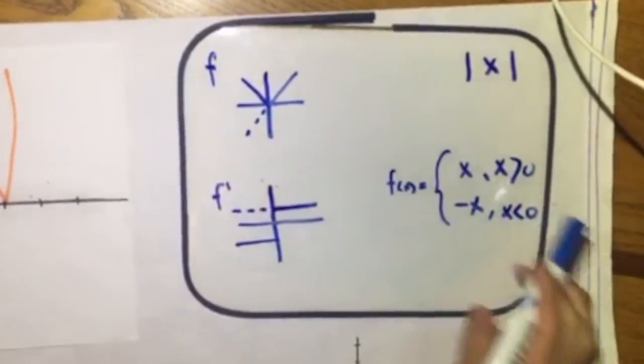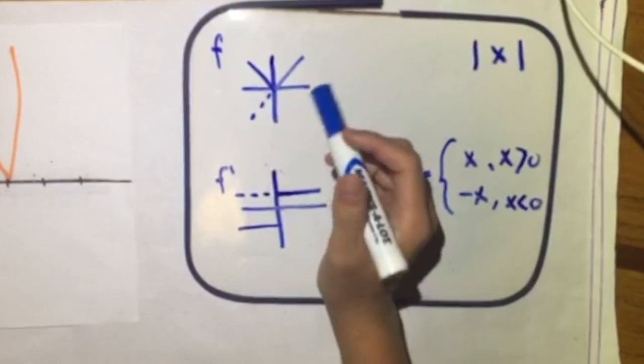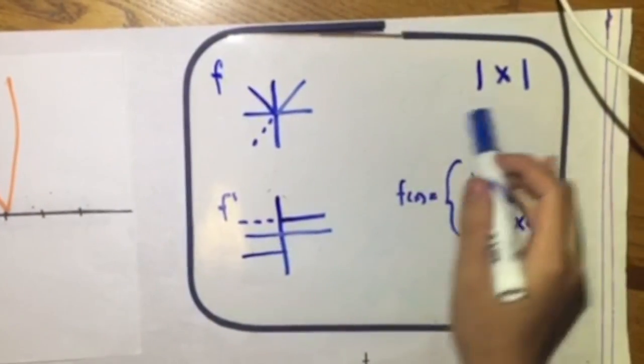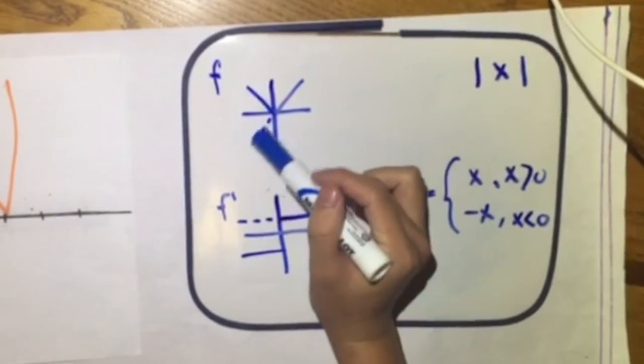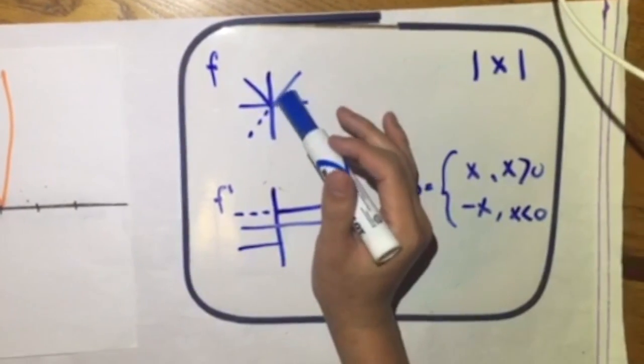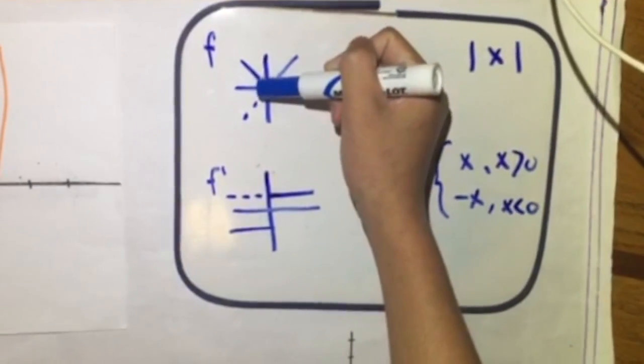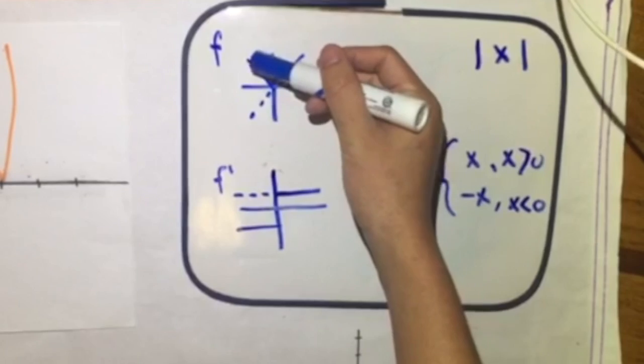Absolute value of x. Over here, you can see the function of the absolute value of x. Over here, I put dotted lines and this solid line here to represent the original function x. And over here is where the function was flipped.